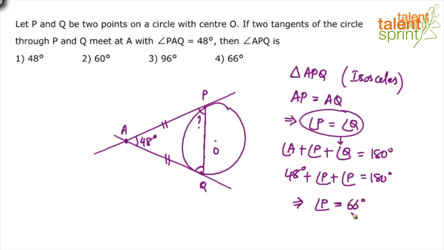Again, cut down all these steps. If this is 48, the sum of the remaining angles should be 132. Half of that will be the angle P because both these angles are equal. So half of 132 is 66 degrees, option 4.